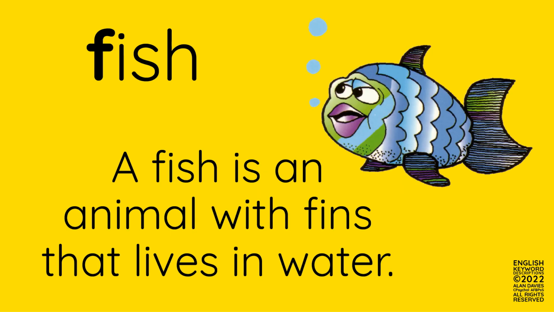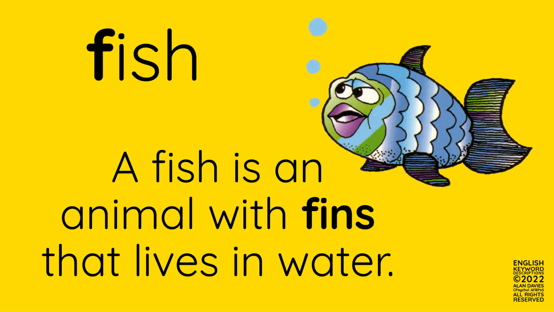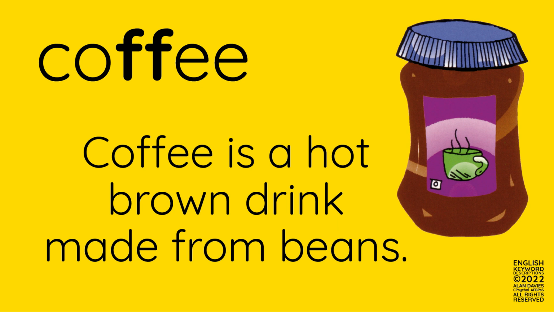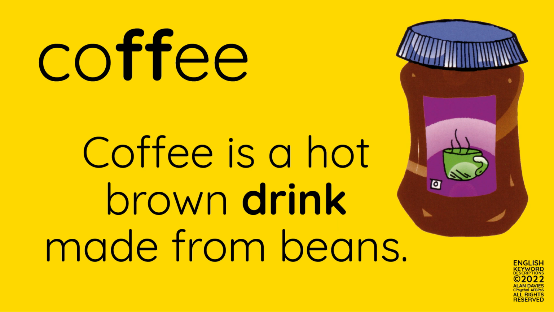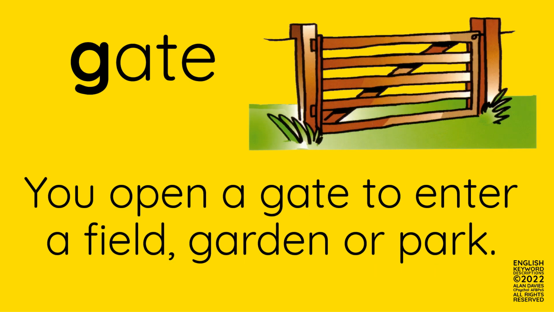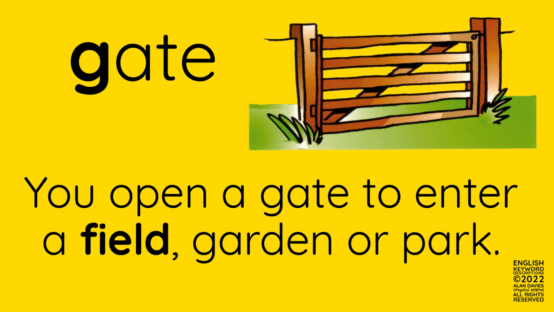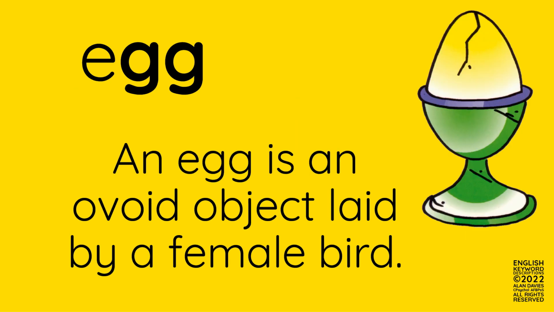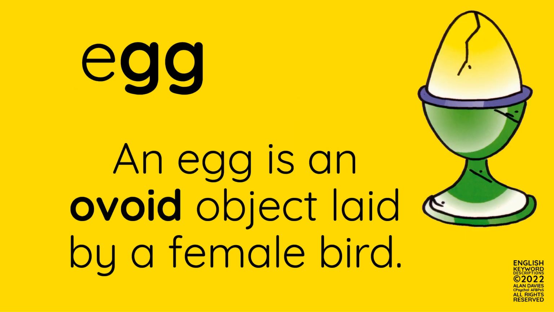Fish. A fish is an animal with fins that lives in water. Coffee. Coffee is a hot brown drink made from beans. Dolphin. A dolphin is a clever sea animal with a long grey pointed nose. Gate. You open a gate to enter a field, garden or park. Egg. An egg is an ovoid object laid by a female bird.